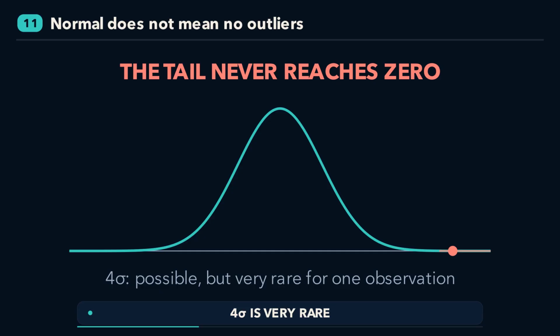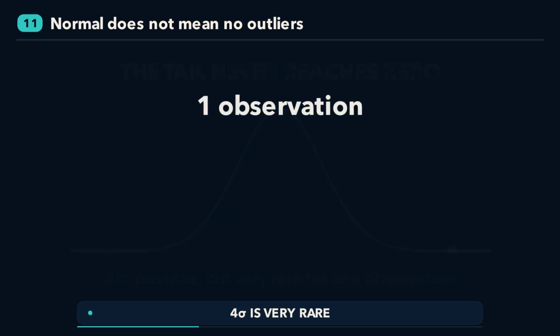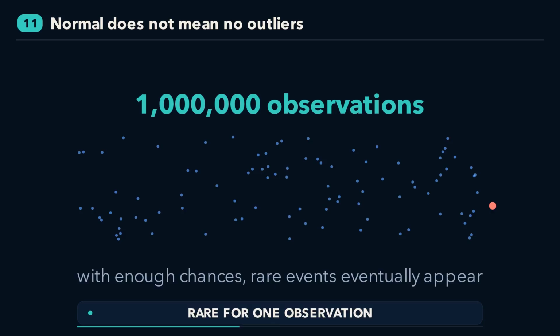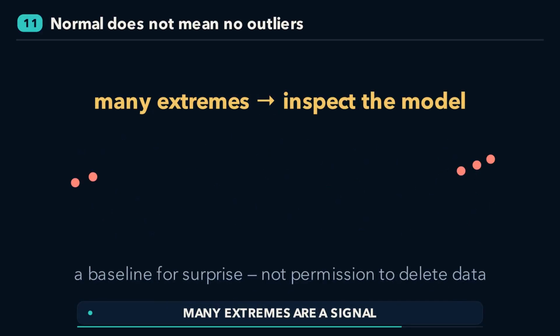So an outlier does not automatically prove that the model is wrong. The useful question is how surprising the value is under the model. A value 8 sigmas from the mean is very rare for one observation, but in a dataset with millions of observations, rare events eventually show up. On the other hand, many extreme points can signal heavy tails, a measurement problem, or a mixture of groups. The normal model gives a baseline for surprise. It does not give permission to delete inconvenient data.